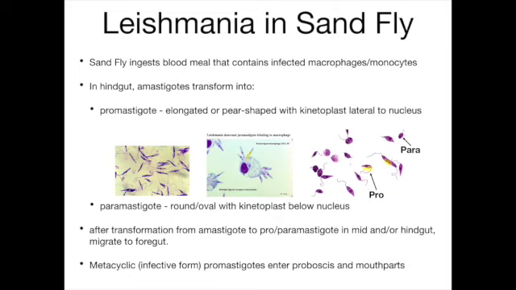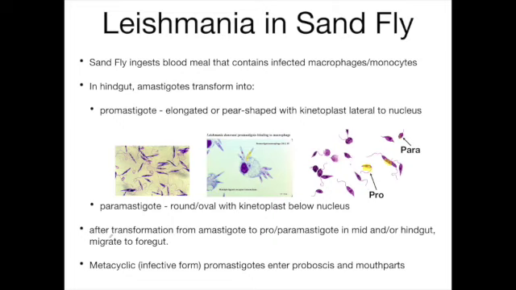Once the promastigote has elongated and it's going to be lateral to the nucleus, it then develops into the paramastigote. And the paramastigote is very round and more oval shaped, and its kinetoplast is going to be below the nucleus. So here we have a promastigote. You can see they're lateral here, but here in the paramastigote, this is the nucleus. It's below it. I know it looks like it's above here, but it's closer to the flagella. So it's below it. Here we have a promastigote, and here we have a paramastigote.